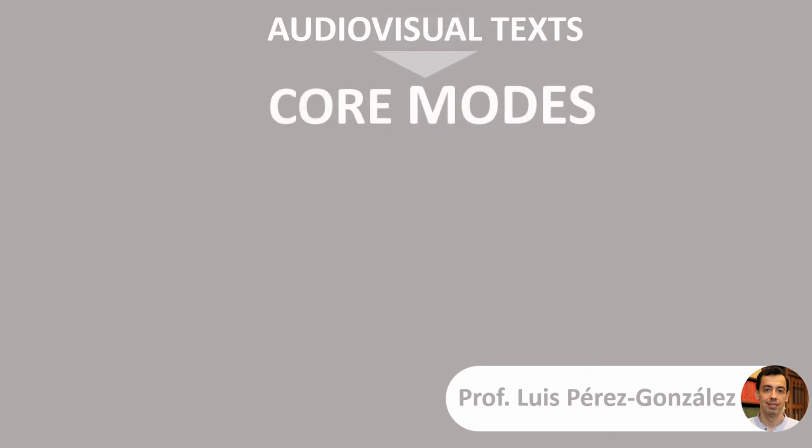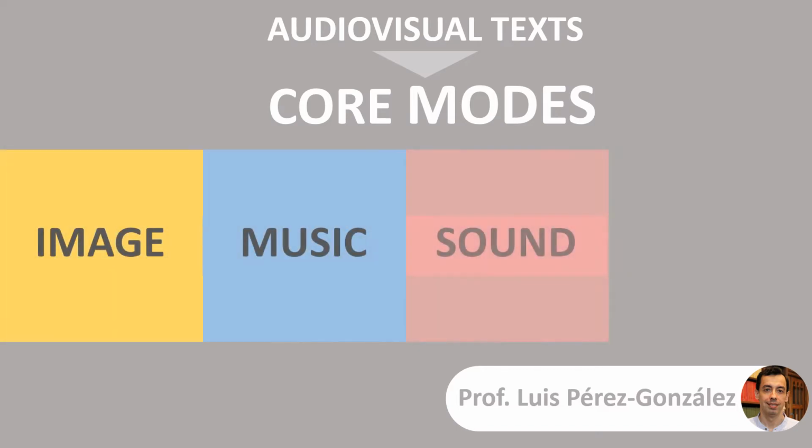Pérez-González proposed that the audiovisual text should consist of 4 core modes, including the core mode of image, music, sound, and language. And there are the list of medial variants and submodes in each core mode. We will go through each core mode real quick.